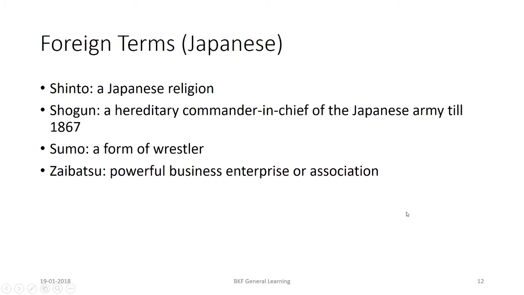Okay, some more Japanese-based foreign terms. First is Shinto. It's a Japanese religion. Next word is shogun. It's a hereditary commander-in-chief of the Japanese army till 1867. A sumo is a type of wrestler. Zaibatsu is a powerful business enterprise or association.